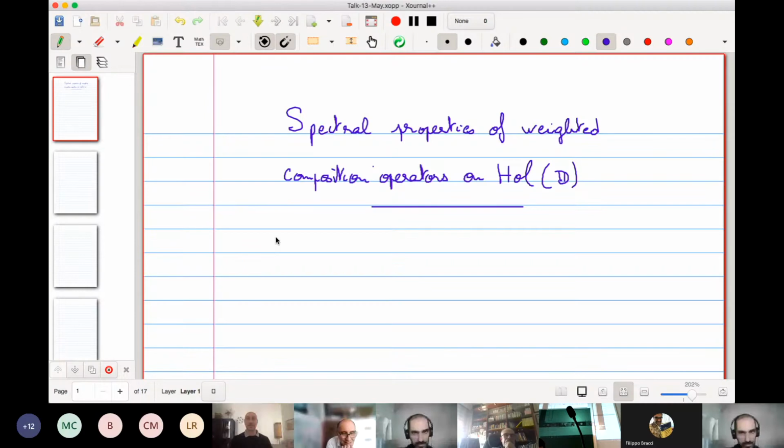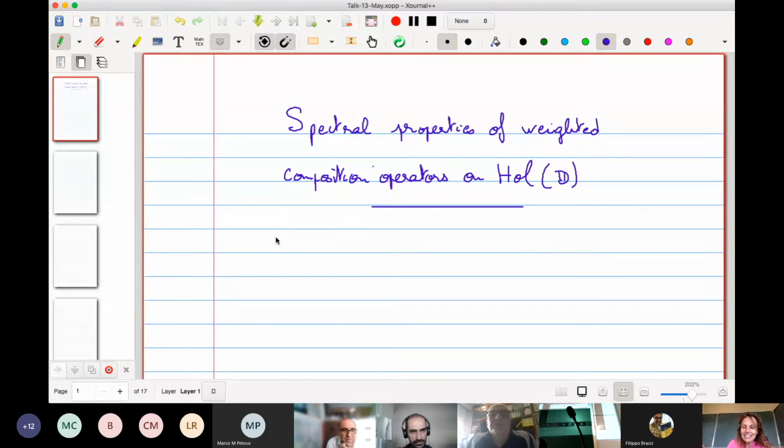Isabelle Chalendar will be talking about spectral properties of weighted composition operators on holomorphic functions on the unit disk. Many thanks for this invitation. Okay, I start with an introduction.